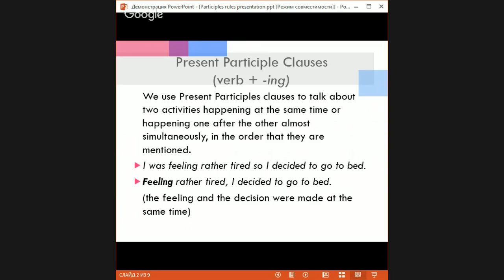The usage of the present participle clause is when we have two activities happening at the same time, or one after another almost simultaneously. In the order they are mentioned, so the first action and then the second action. So first I felt rather tired and then I decided to go to bed, not vice versa. If it was simultaneous, then it doesn't matter how you use it.